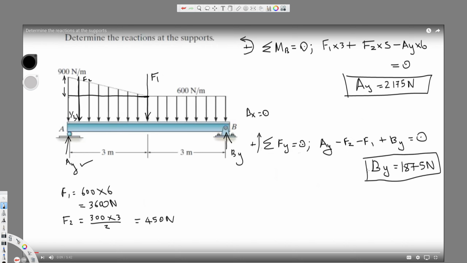So we found these two reactions already.